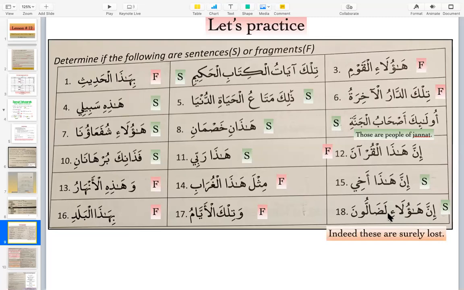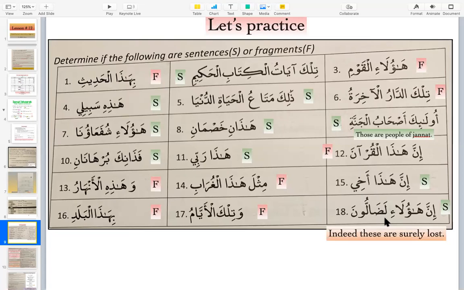And now, haulai, do we have al over here? No. This is lam, lam for emphasis. So whenever we have inna, sometimes you will find this lam attaching to some word after inna. So that is lam of emphasis. Okay? So inna haulai ladalun, how are we going to translate?